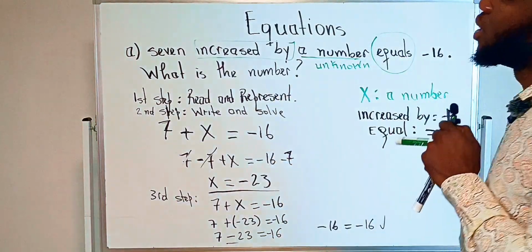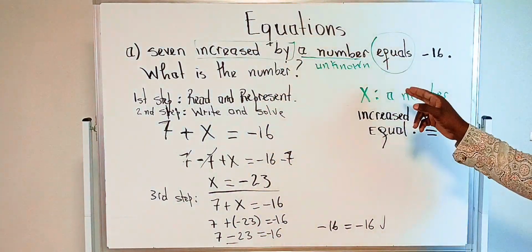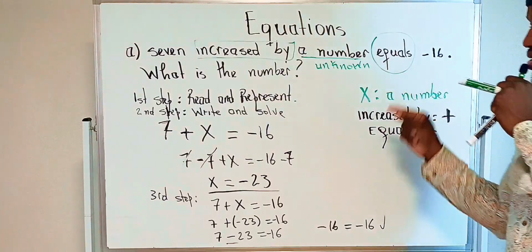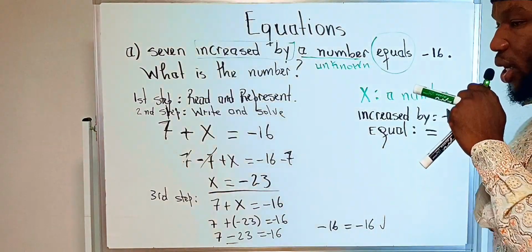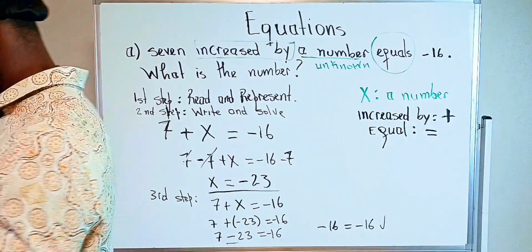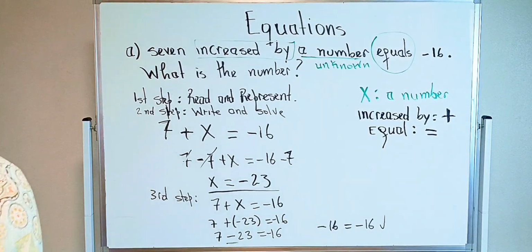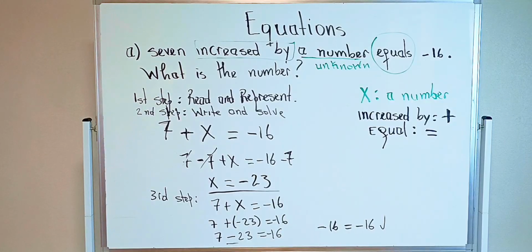So, 7 increased by a number equal negative 16. What is the number? The number is negative 23. Okay, you guys understand that? That was a word problem. First step, you read and you represent it. Second step, you write and solve the equation that you got. And the third step, guys, you state the answer and you check.